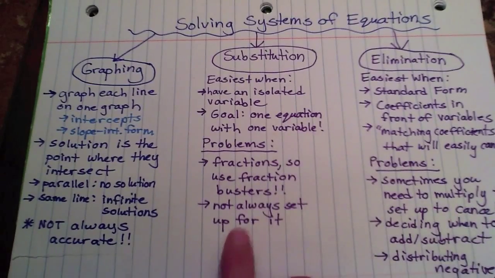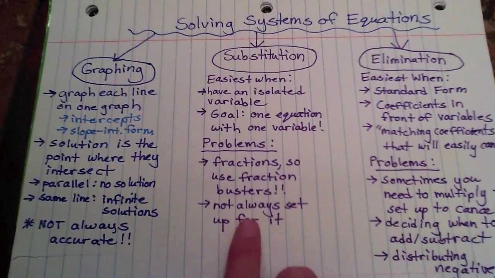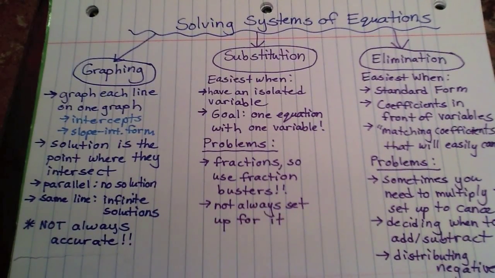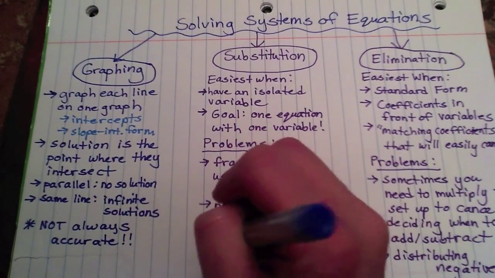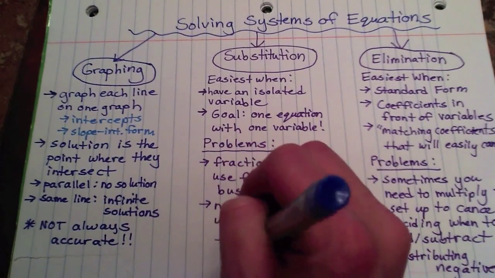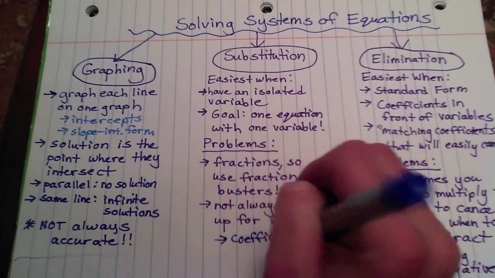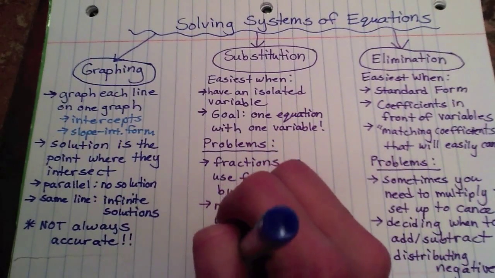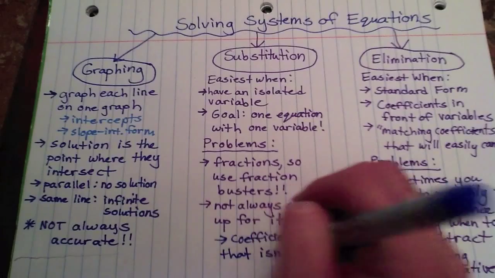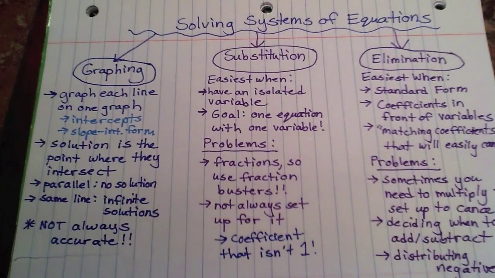You might want to write something added to that about underneath this part. We can just add it right now. A coefficient that isn't 1 makes it difficult. So hit pause, copy that down, hit play when you're ready to talk about elimination.